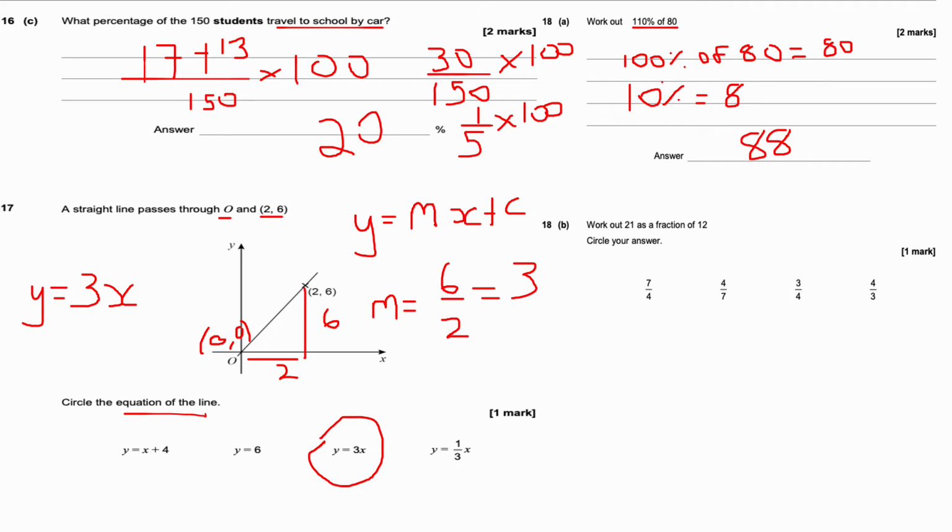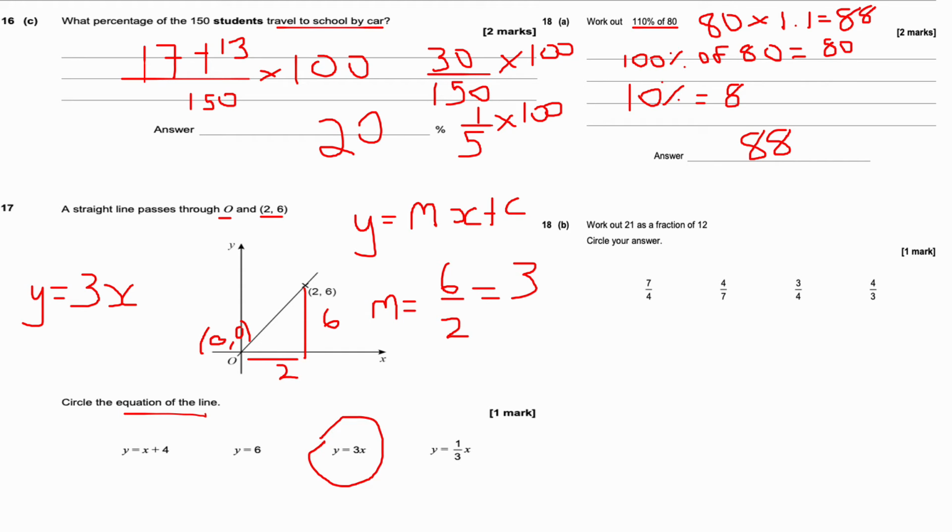This is essentially a percentage increase question. If you take 110% of something, you are adding on an amount to the original amount, which is 80. So your answer will be bigger because you're multiplying by the decimal equivalent of 1.1. Another way of working it out is 80 multiplied by 1.1, which would also give me the same answer, 88.